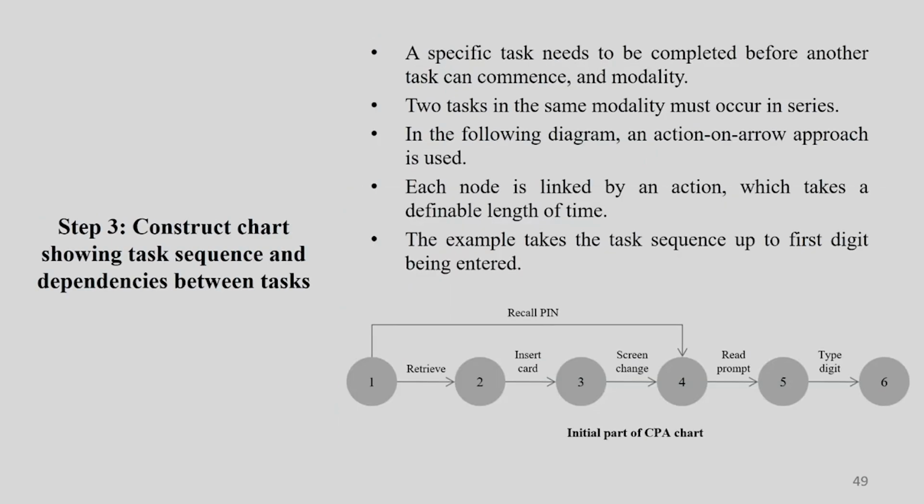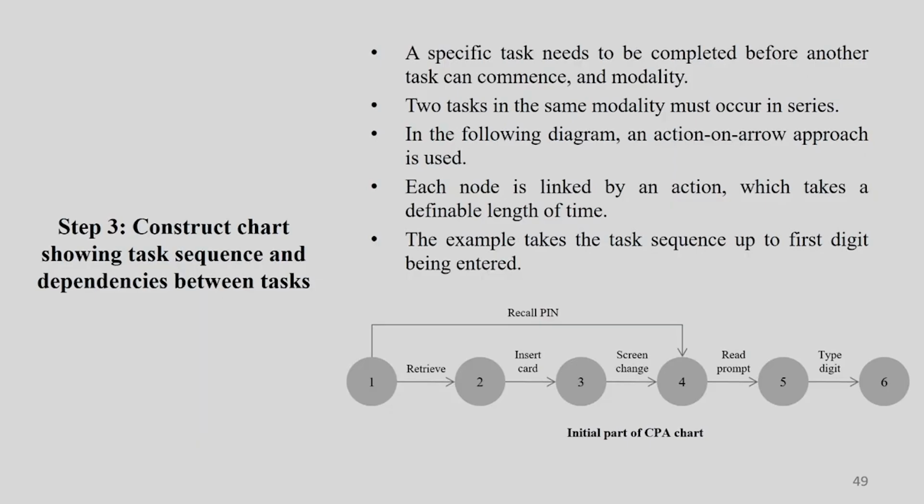Now the next step, the third step, is to construct the chart showing task sequence and the dependence between the tasks. So first you constructed it, now you are giving numbering 1, 2, 3, 4 in sequence, and how that sequence is dependent on each other. Now let us understand this particular example. A specific task needs to be completed before another task can commence, and the modalities need to be mentioned.